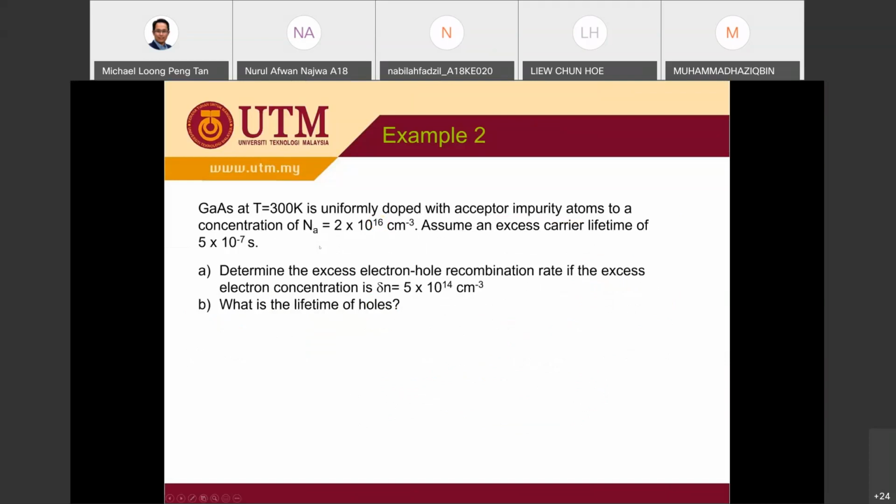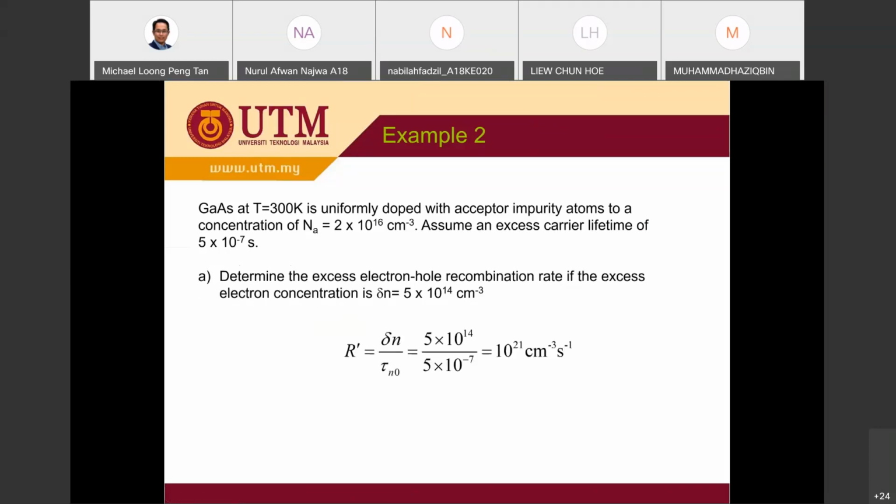Example 2, let's look at example 2. Now they change to gallium arsenide. You have temperature 300, uniformly doped with acceptor impurity atoms. Okay, Na is given here. Excess carrier lifetime is 5 times 10 to the power minus 10, which is about 500 nanoseconds. Okay, determine the excess electron and hole recombination rate. If the excess electron concentration is delta n, what is the lifetime of the hole? Now they want the excess electron and hole recombination rate. They want to calculate the lifetime of holes.